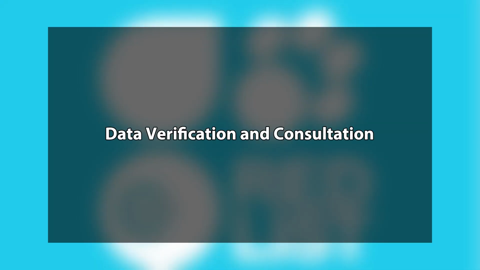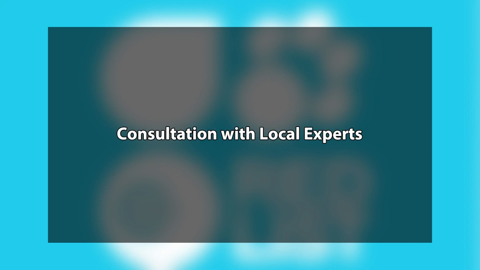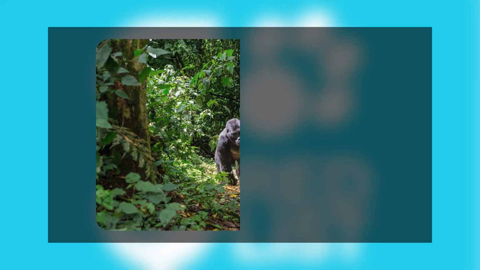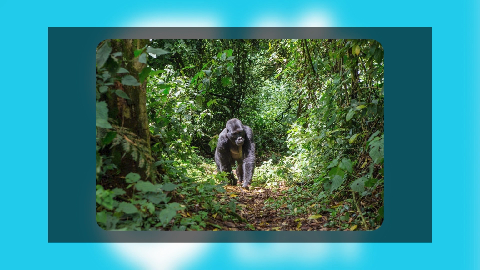Then we have peer review. Before a species is officially listed, the evaluation often undergoes peer review by other experts to ensure accuracy. Then we have data verification and consultation. Consultation with local experts: local and regional experts may be consulted to ensure that the most recent and accurate information is used. This includes scientists in the species' native habitat, field biologists and conservationists.